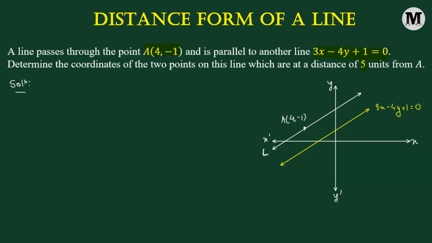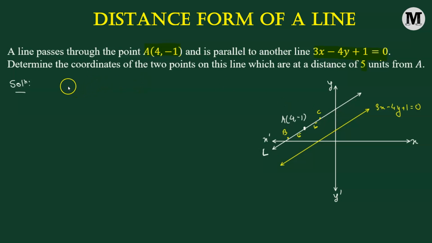So here, we are going to consider 2 points. Let's say those 2 points are point B and point C. So this is our point B and we have our point C. Both of these points are 5 units from the point A. That means BA is 5 units, and AC is also 5 units. This much information is given to us. Our goal will be to determine the coordinates of the points B and C. To find the coordinates, we'll use the distance form of a line.